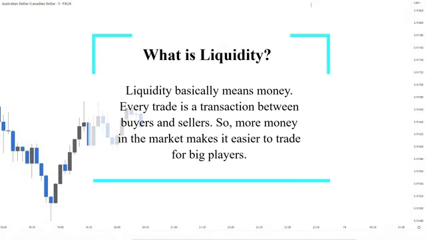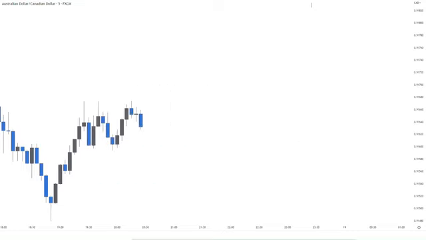So what is liquidity? Liquidity basically means money. Every trade is a transaction between buyers and sellers. So more money in the market makes it easier to trade for big players. Suppose a huge company needs to exchange hundreds of millions of dollars into euros, and if they do this when liquidity is low, the price will skyrocket. They don't want to increase the price because they simply want to buy cheap. So, they need liquidity, or in other words, they need sellers in the market.